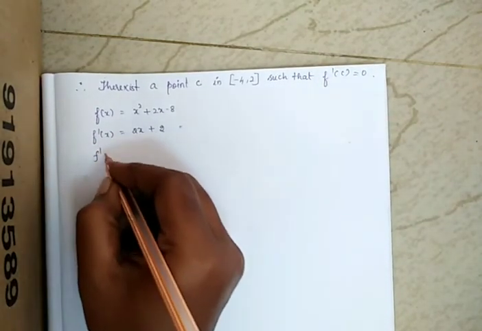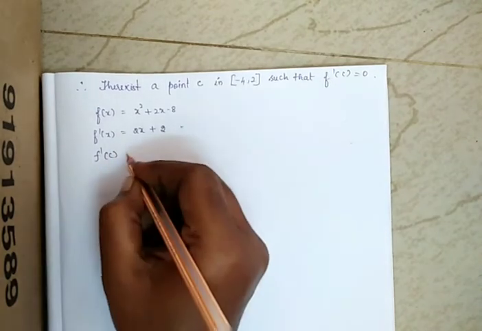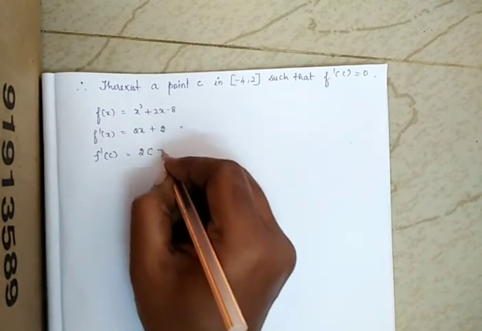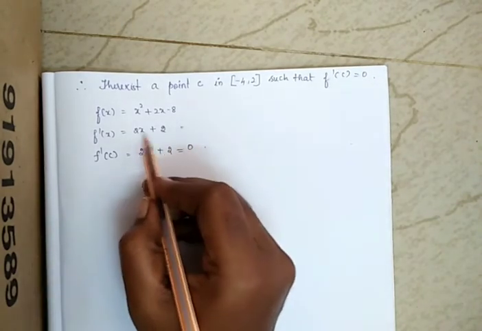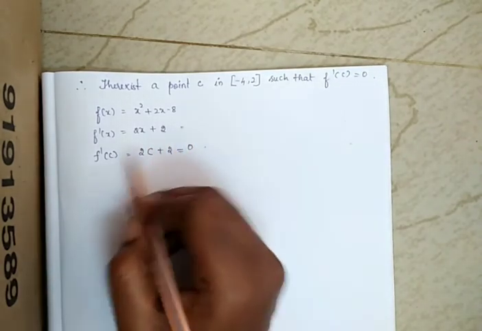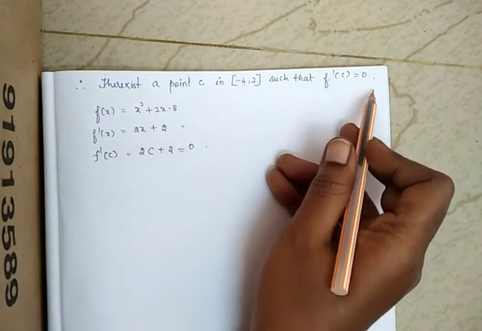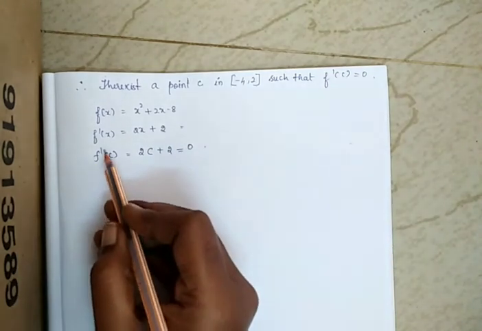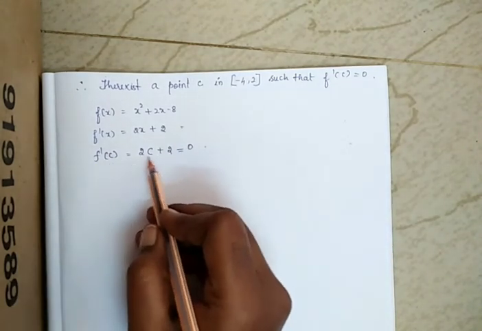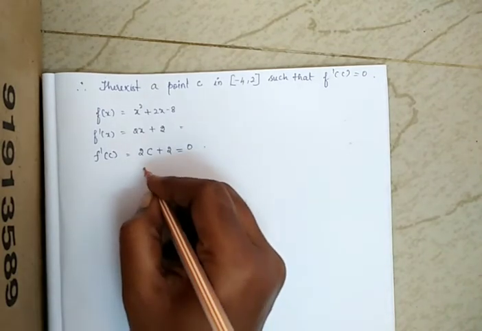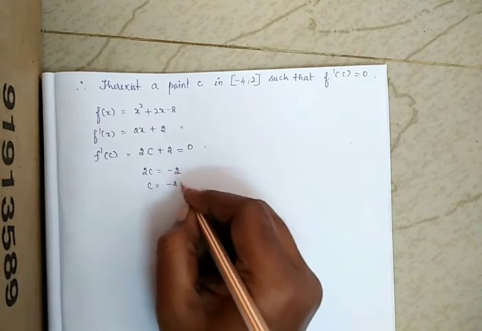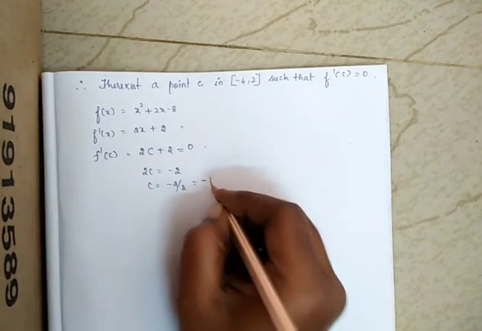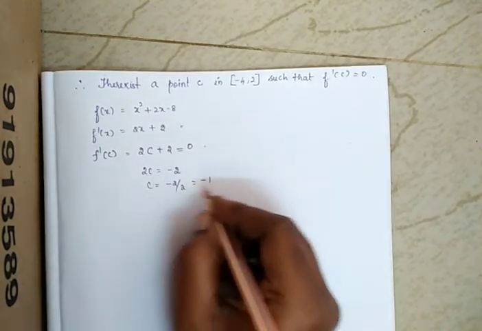So let us convert this as f dash of C, that is equal to 2c plus 2. This will be equal to 0. Directly we cannot put it here as equal to 0. Here we know that f dash of C value will be 0. So let us substitute that f dash of C. So 2c plus 2 equal to 0. So 2c is equal to minus 2. C is equal to minus 2 by 2, that is equal to minus 1. So this is my C value.